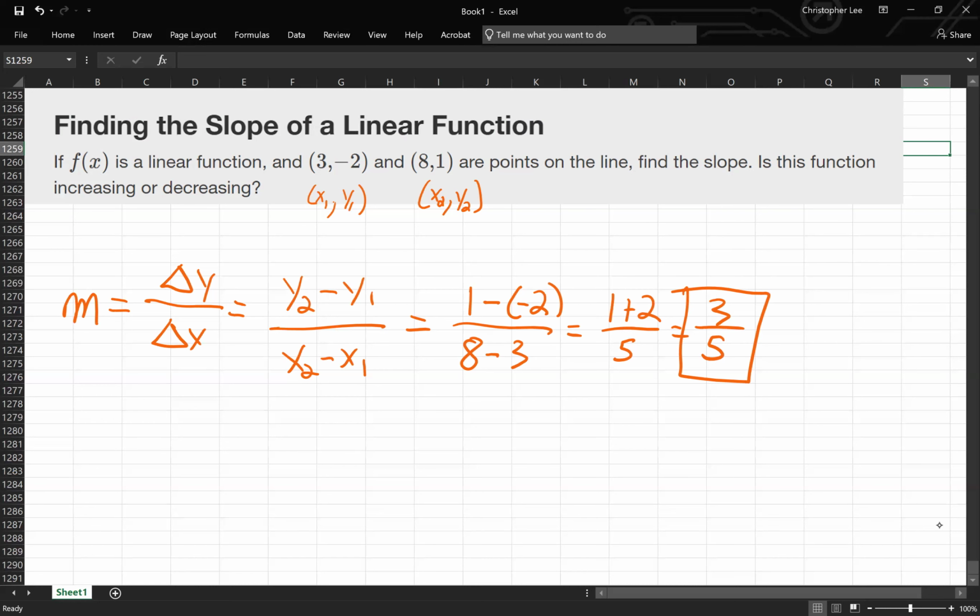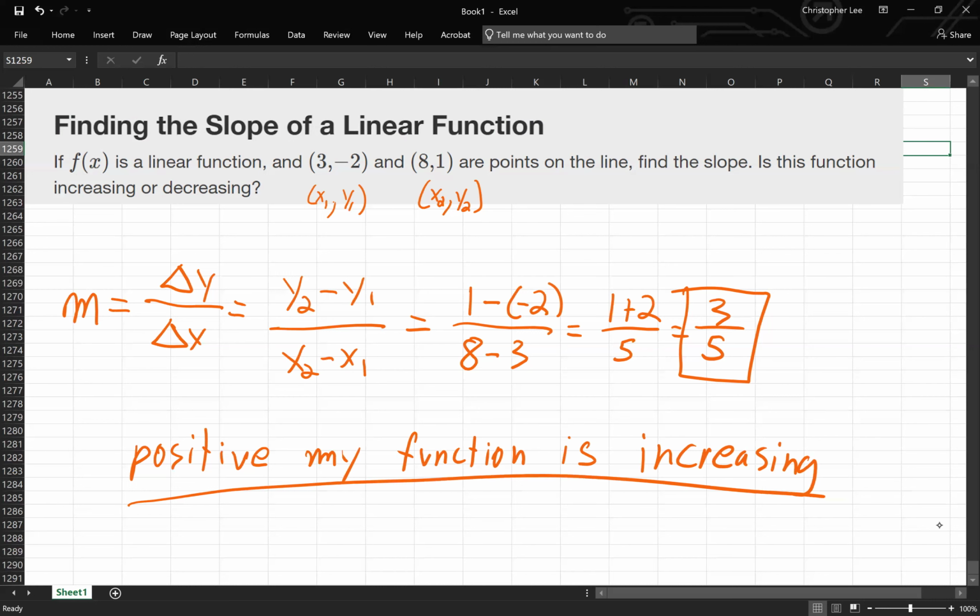Let me ask you a really hard question. 3 over 5, is that positive or negative? It's positive, right? So because this is positive, my function is doing what? Is it increasing or decreasing? Increasing, right? That's it. Questions on this? Anybody?